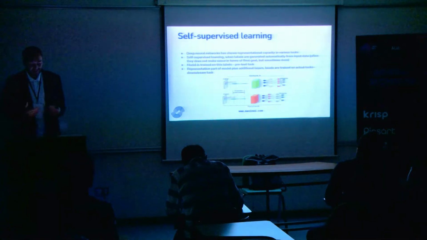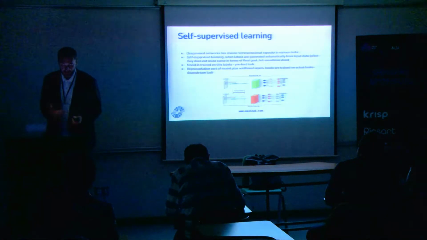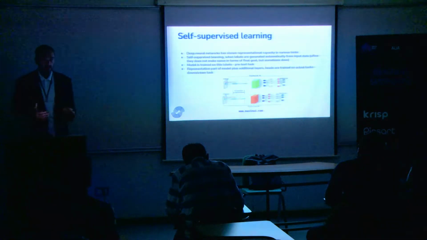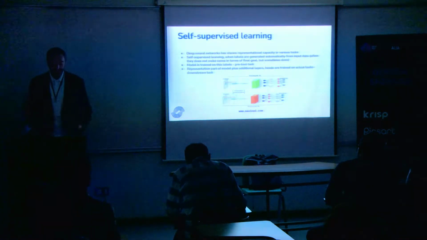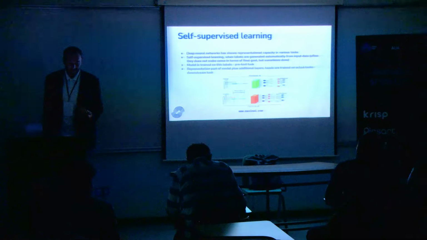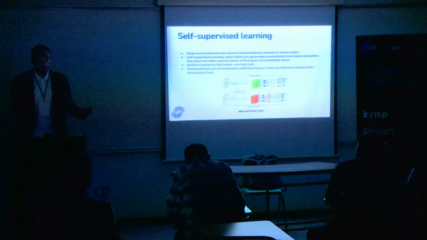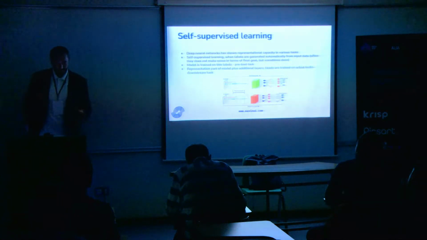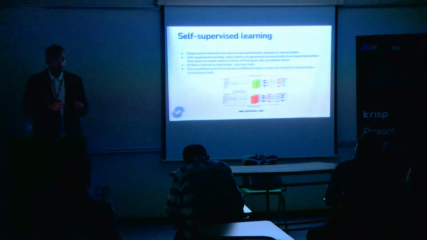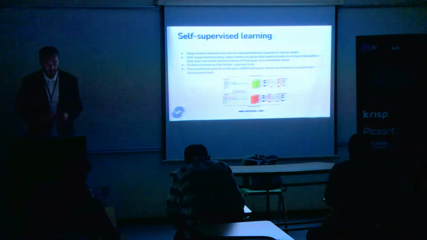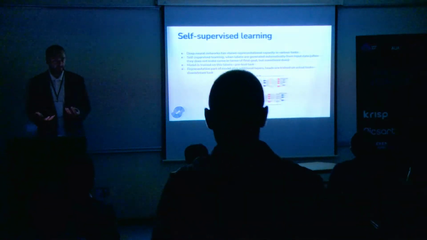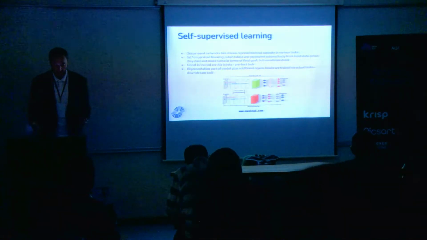Deep neural networks have strong representation capacity for various tasks. Self-supervised learning is one of the ways to pre-train models to use them as a backbone for different tasks. Self-supervised learning is a learning technique where labels are generated automatically from input data. Often these labels don't make any sense in terms of the final goal, but sometimes they do. Then we take the representation part of the model and use it with additional layers.